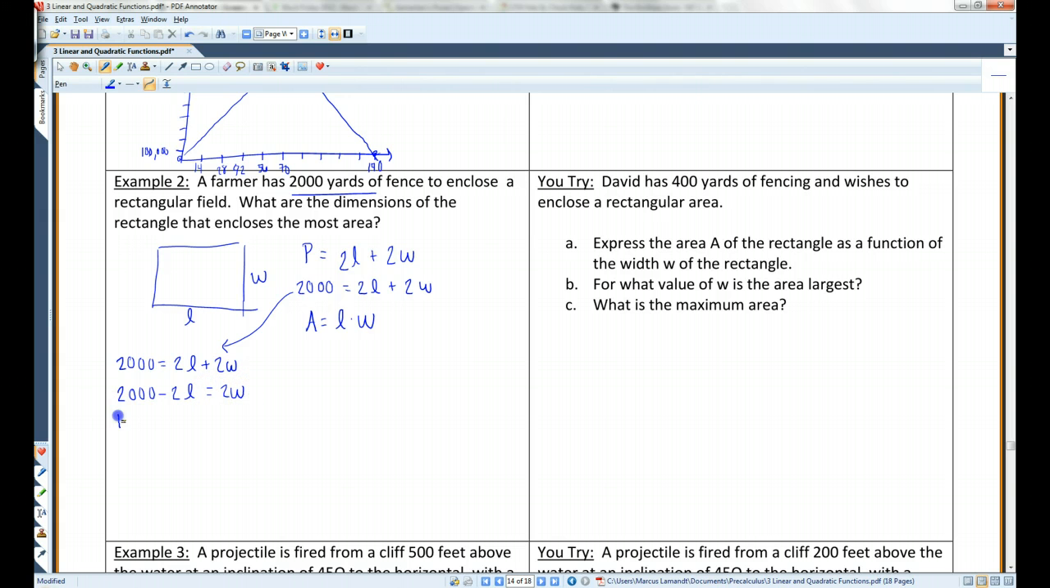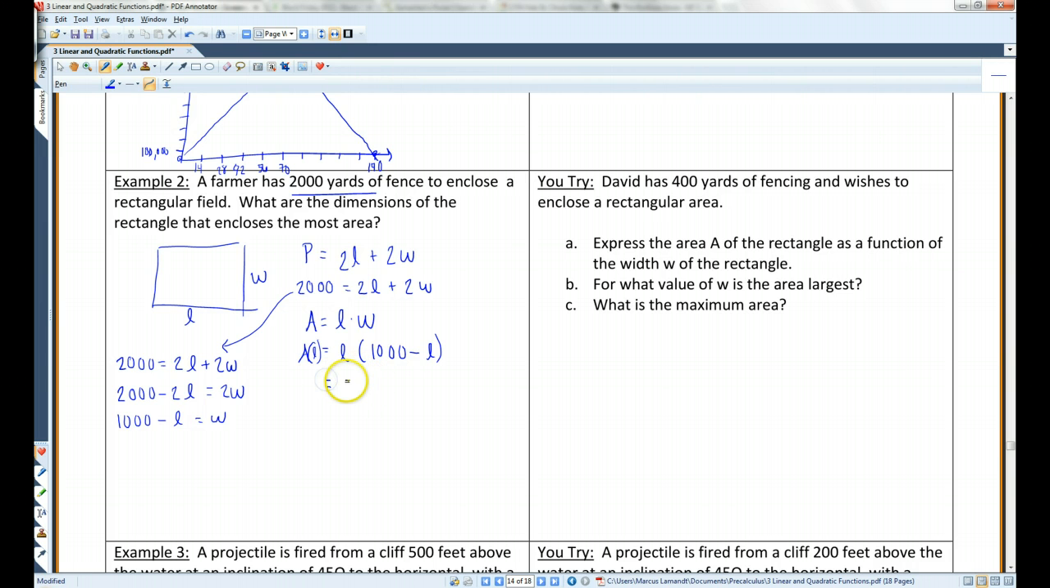And I'm going to divide by 2. So W equals 1,000 minus L. I'm going to plug that in here. Well, I guess we're getting things in terms of L, not W here. L times 1,000 minus L. So we have an equation in terms of L.